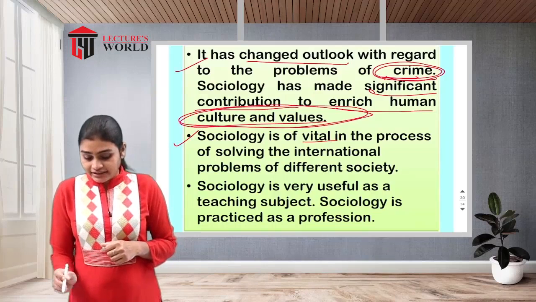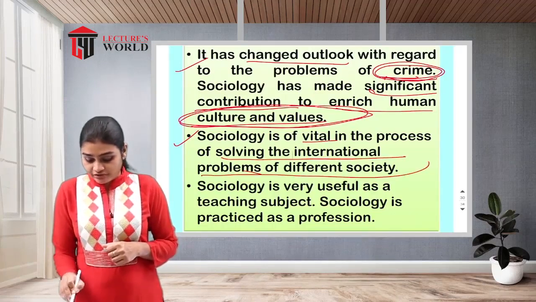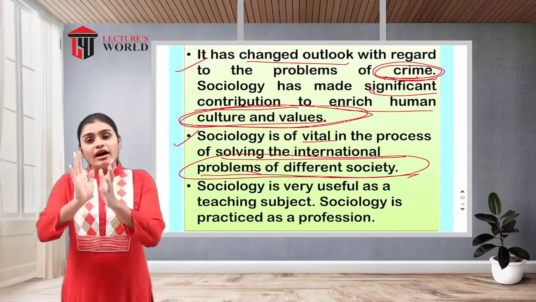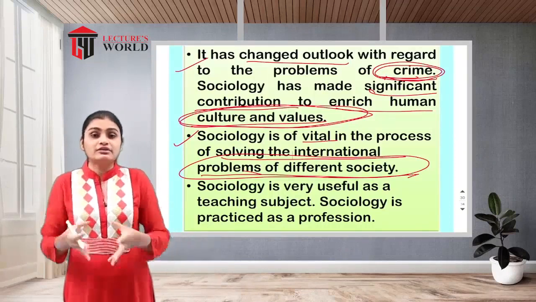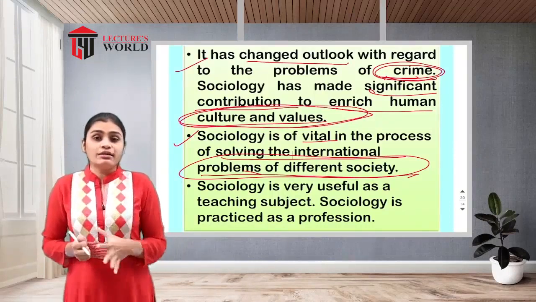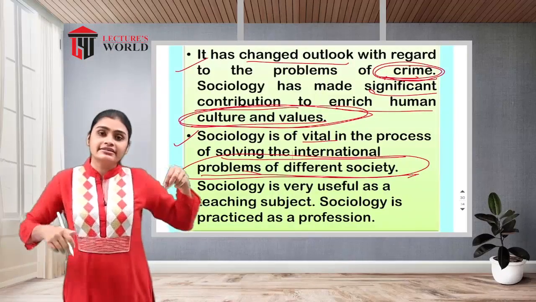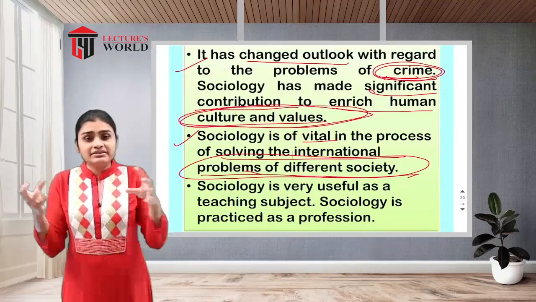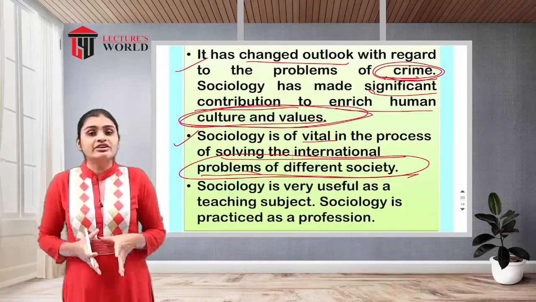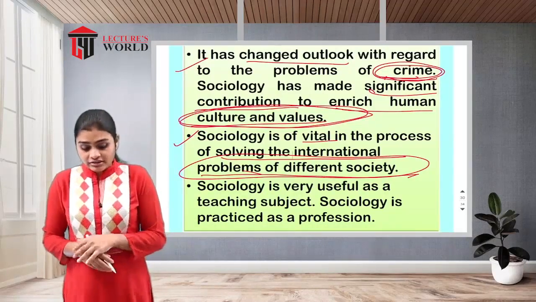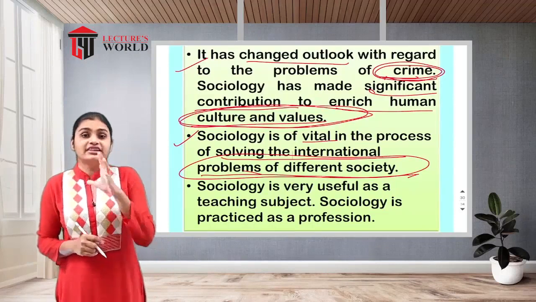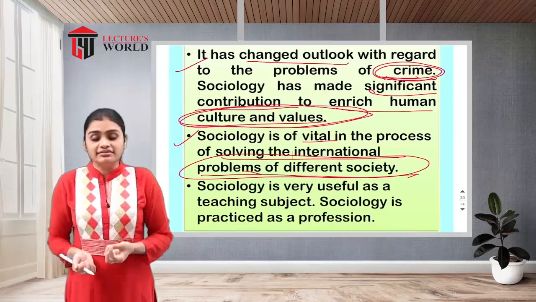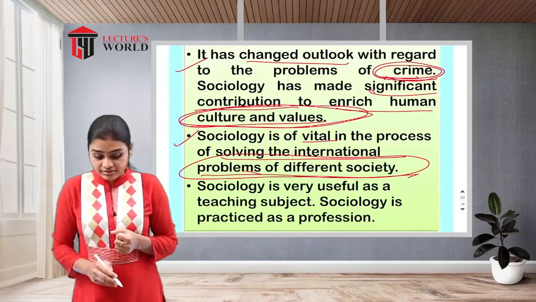Sociology is of vital importance in the process of solving the international problems of different societies. International problems of different societies, that means the interrelationship of one country with another country. That's why sociology is important, because with the help of sociology our country is interacting with other countries. So as we have seen, the interactions and interrelationships among the countries, between the countries, will be there. So the international problems we can solve with discussion, by identifying the point of view of the opposite party as well. So that's why sociology is important.